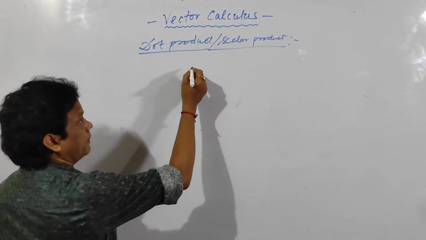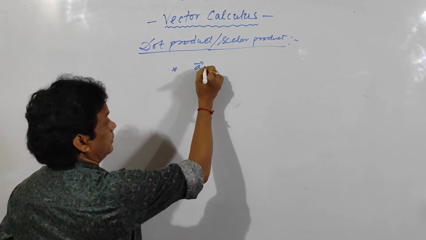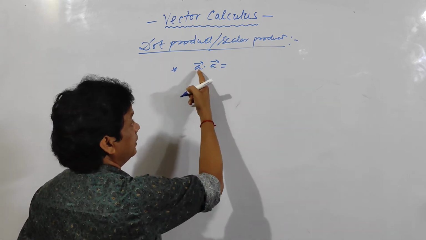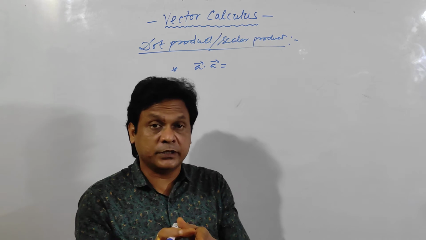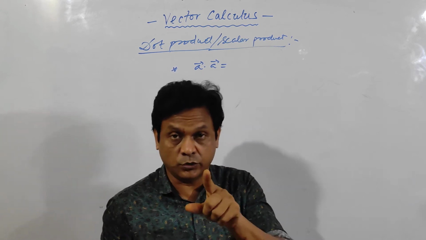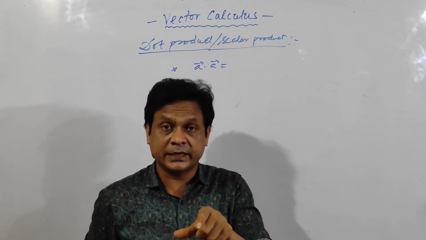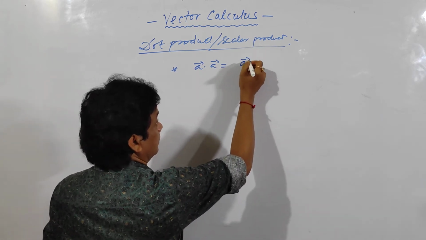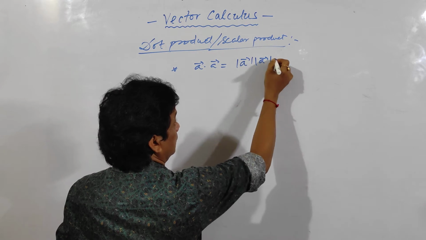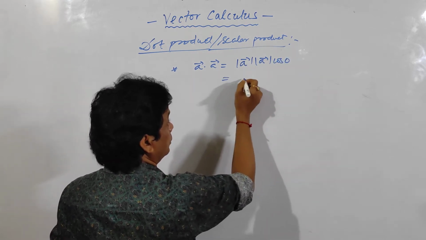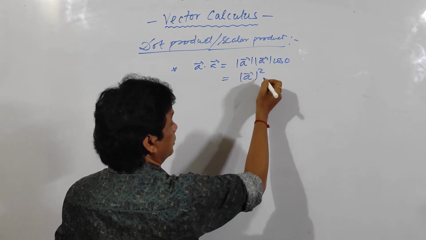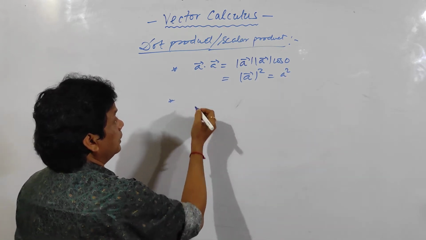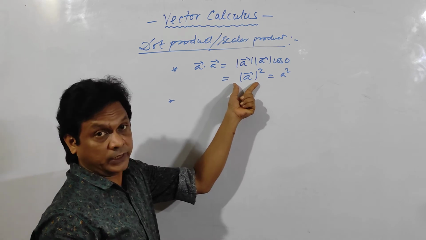Now see, what is A dot A? A dot A means A dot B with B equal to A. And what is the angle between a vector and the same vector? 0. A vector makes an angle 0 with itself. So it is |A| times |A| times cos 0. And cos 0 is 1, so you will write |A| square or simply A square. So taking the example, A dot A is equal to |A| square.